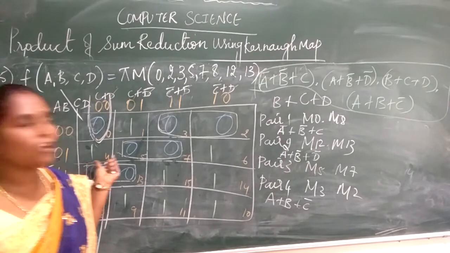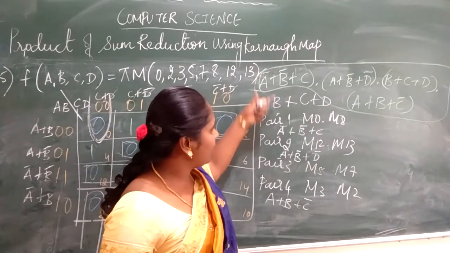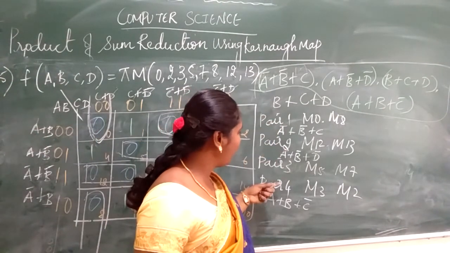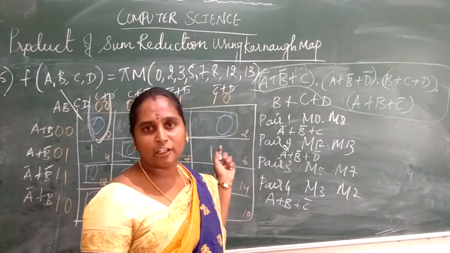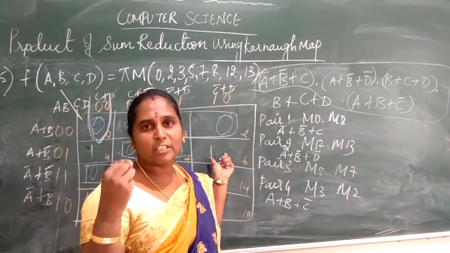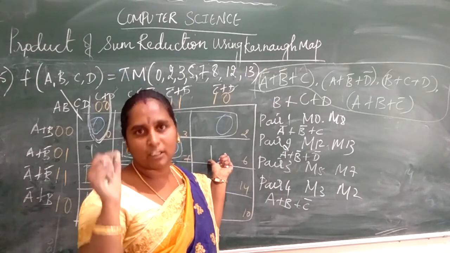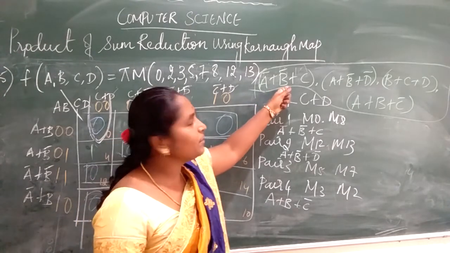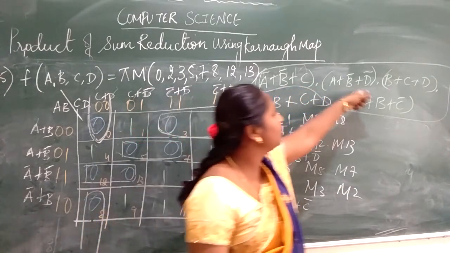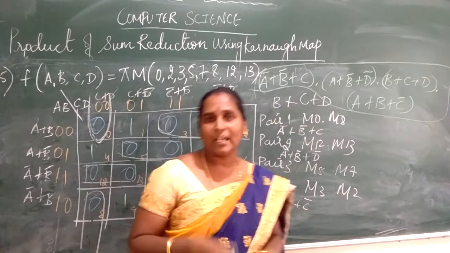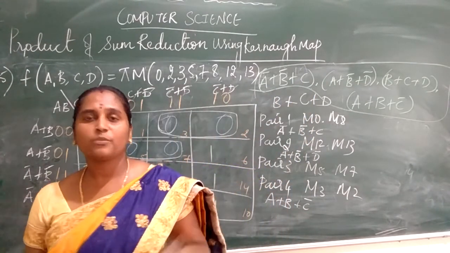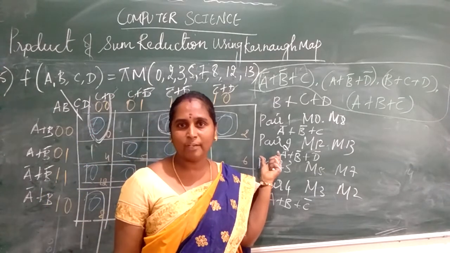That is nothing but your max term. Once again I am telling, you got the expression for pair 1, pair 2, pair 3. You are going to combine those expressions using an AND operation, that is the logical AND operation, the dot symbol. These are called the sum terms, being combined with your product. So next I will give you assignment questions.